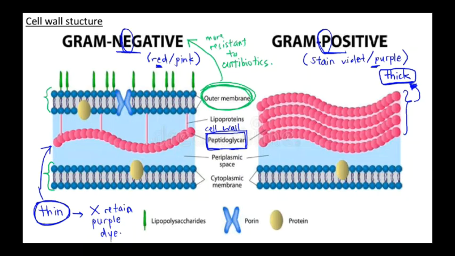Other than that, on this outer membrane, it has a kind of structure that we call lipopolysaccharides. And lipopolysaccharide is a combination of lipid and polysaccharide. It is toxic. It will make the gram-negative bacteria more pathogenic or more virulent.